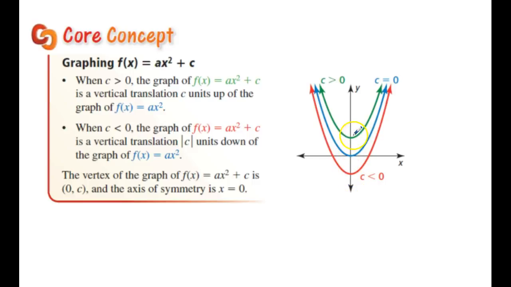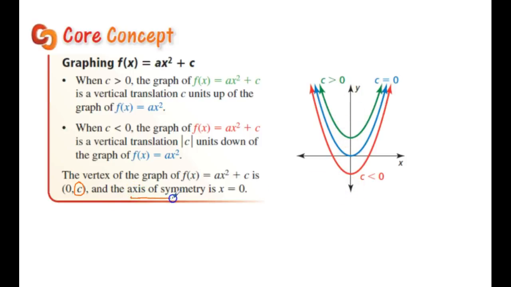So I also care about the vertex. And remember, the vertex is where my graph changes direction. So my vertex, now that I have this c value, is the point (0, c). That c becomes the y value of my vertex, which makes sense because I've moved up and down.